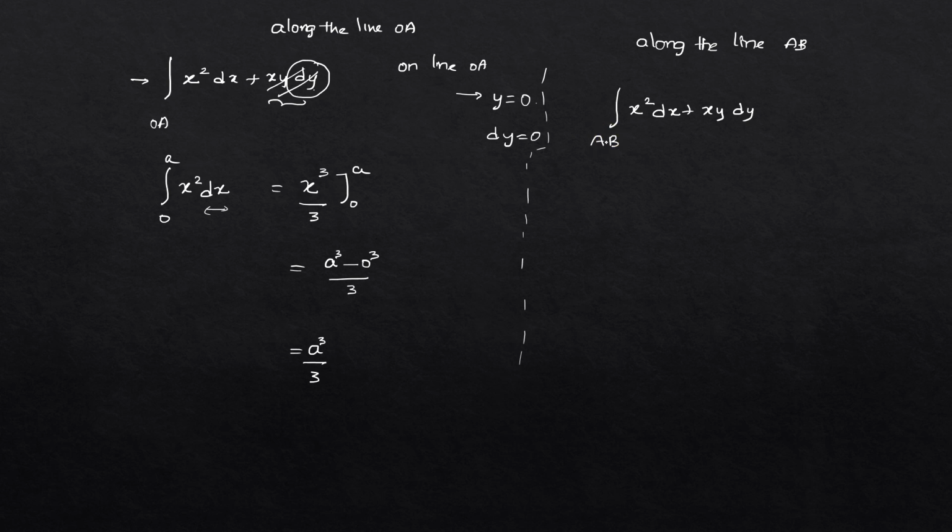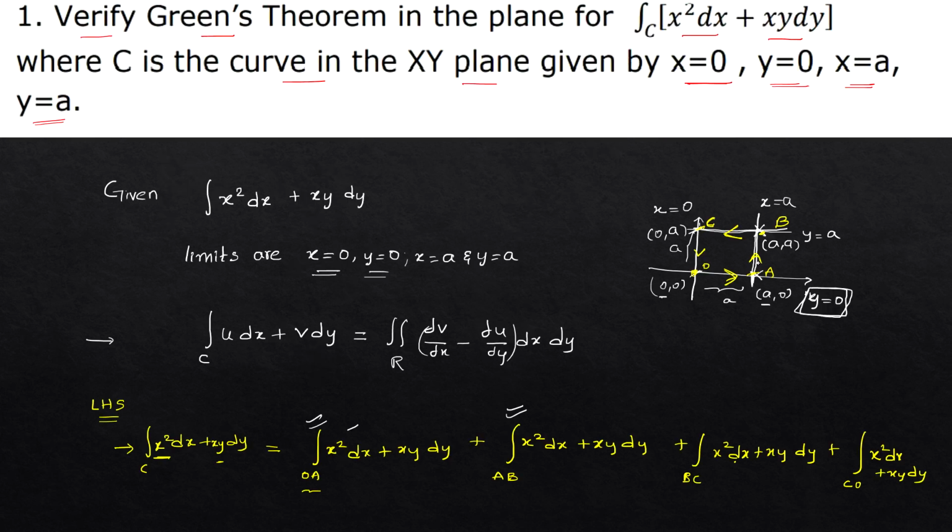Now we have to check what the line AB is. AB is a line which is at a distance of a from the y axis. That means it is the line x is equal to a. I wrote it already here: AB is the line x is equal to a.